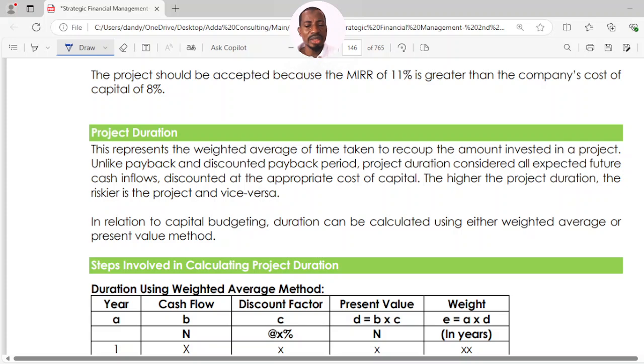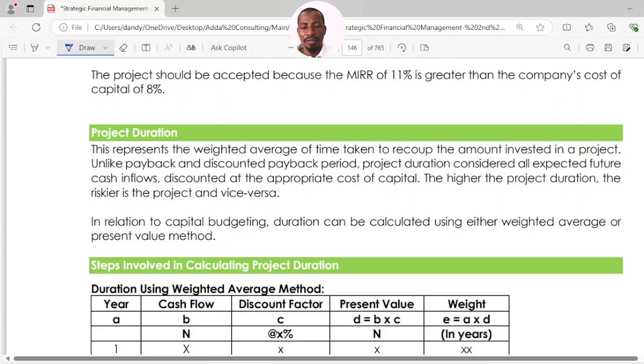So what is project duration? Project duration is simply the weighted average time taken to recover the amount invested in a project. The company wants to know how long it will take them to recover the amount invested in a project. Of course, unlike the payback period and discounted payback period, the project duration considers all the expected future cash flows, all the cash inflows. But as you know, with the normal payback period or discounted payback period, immediately after you have computed the payback period, it will ignore other cash flows. But project duration considers all the cash flows.